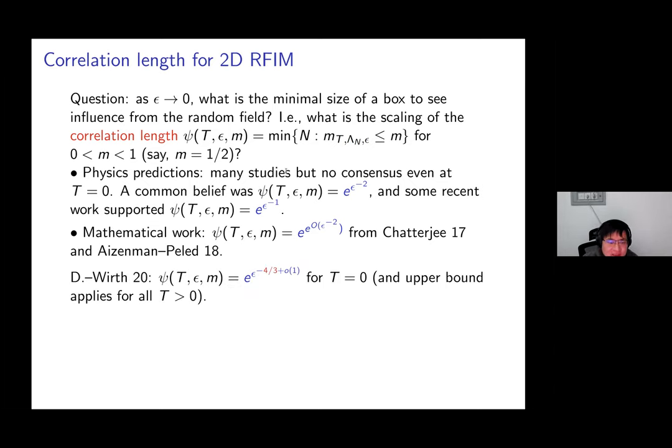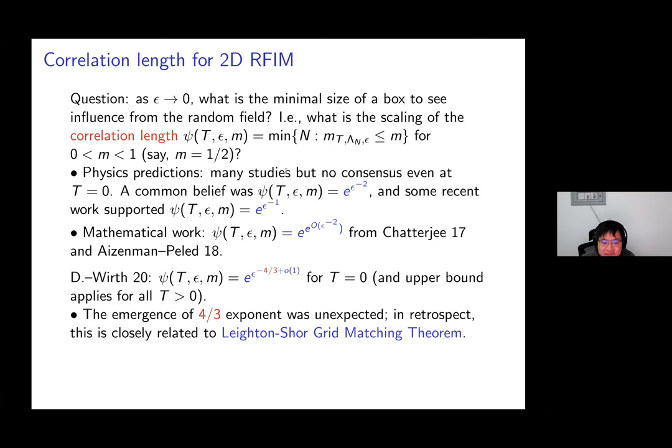So you see that this is still pretty far from what's been predicted. With Matteo Wirth, we show that the scaling is actually e to the epsilon to the minus 4/3. We prove this for zero temperature, and the upper bound applies for all positive temperatures. You see that the emergence of this 4/3 exponent was unexpected because it seems physicists didn't quite expect this.